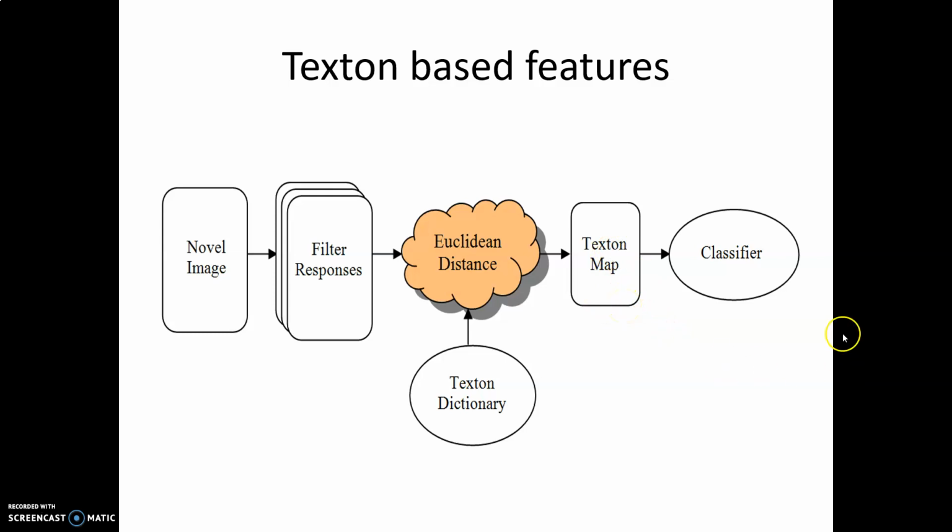Once we have the histogram, we can apply different machine learning algorithms, for example, a classifier, in order to classify the novel image that we have. So this is how the texton-based features work. At the end of the day, we have a histogram, and using that histogram, we have the ability to run any classification algorithm.